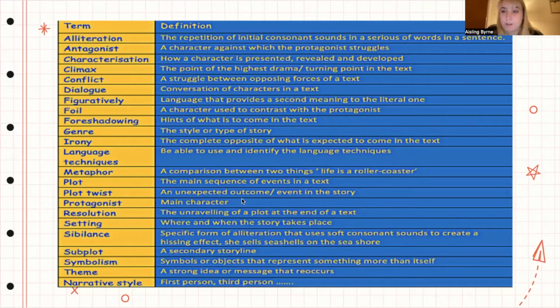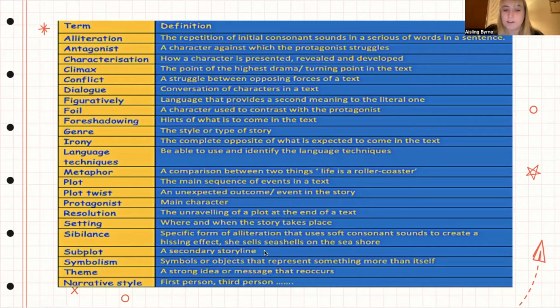Protagonist, that's our main character, maybe our hero as well. Resolution is the unraveling of the plot at the end of a text. Setting is where and when the story takes place. Sibilance is a specific form of alliteration that uses soft consonant sounds to create a hissing effect. For example, she sells seashells on the seashore. I find that one so difficult to say. Say that three times fast.